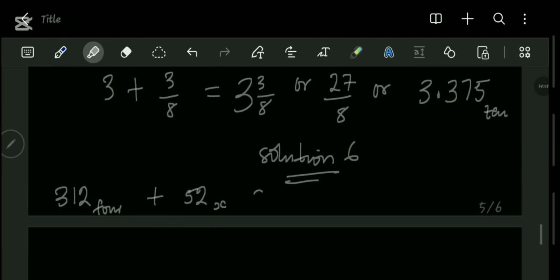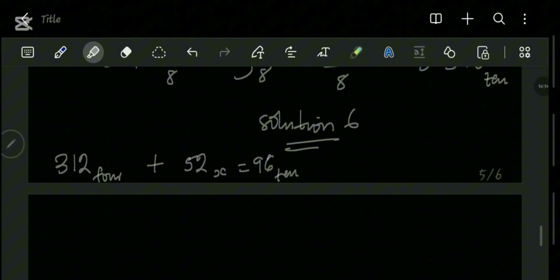Remember I told you something, that if the question is not in base 10, your first assignment is to convert it to base 10. That's the first step. So this one is not in base 10, convert this to base 10. This one too is not in base 10, it is in base x, convert to base 10. This is already in base 10, so no need of converting it.